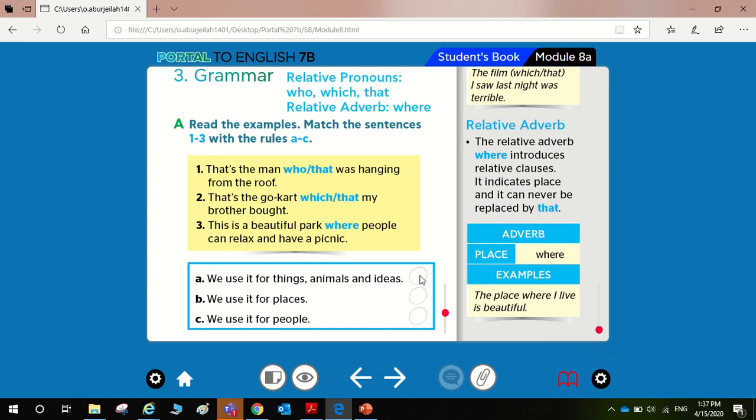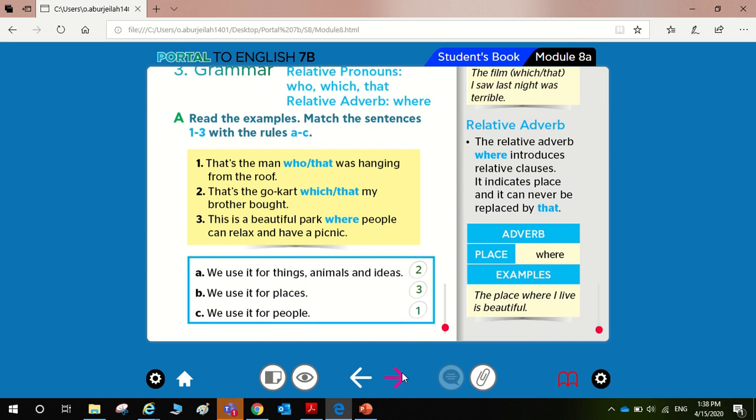The answer is number 2, which or that. Use it for things, animals, and ideas. Which of these sentences indicates places? The first one or the third one? Is it the man who or a beautiful park where? Yes, exactly, number 3. And the last one, we use it for people. The man who. Excellent.